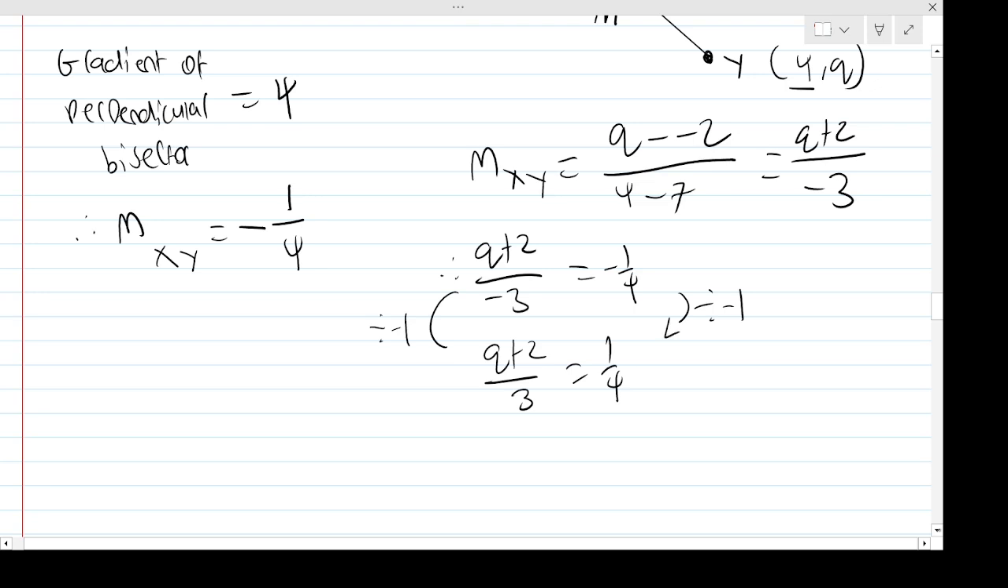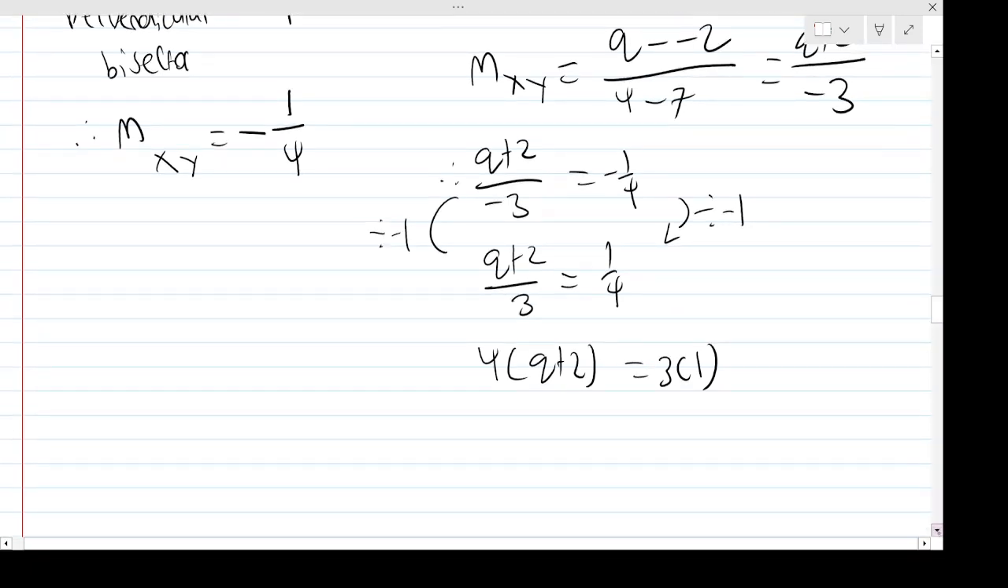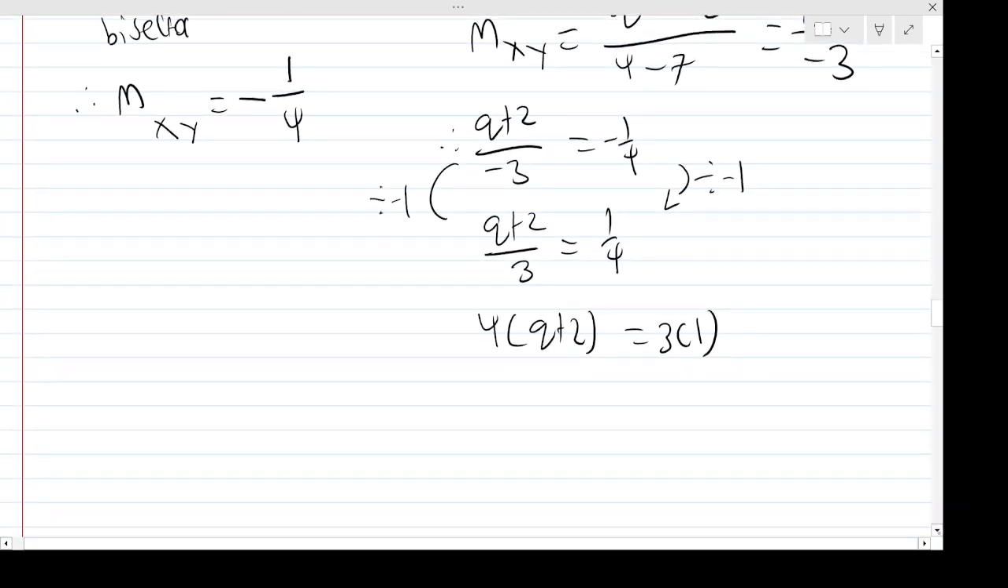Okay, well then I'm going to cross multiply. So I'm going to do 4 lots of q plus 2 is equal to 3 lots of 1. Cross multiplying means I'm multiplying the opposites of each fraction together, right? So the numerator on one side by the denominator of the other, okay? But anyway, we get this equation.